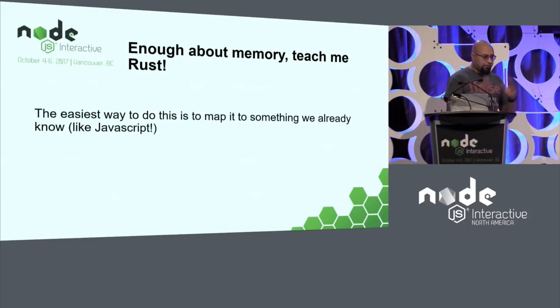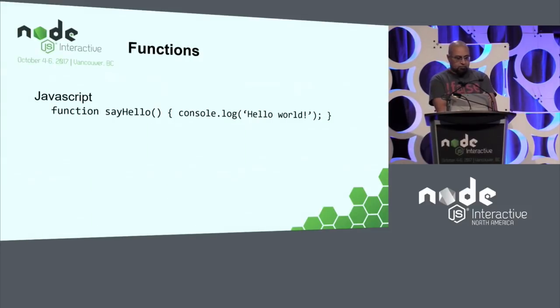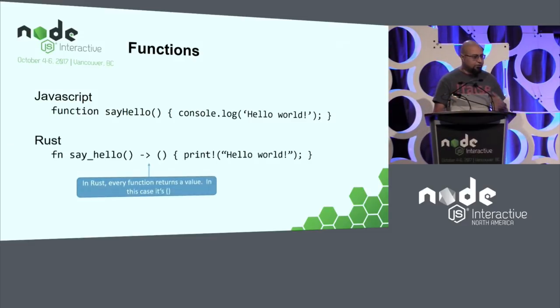So enough about memory, and we're here to learn about Rust. The easiest way to do this is kind of a Rosetta Stone way, and we'll take a look at some JavaScript, and we'll take a look at the equivalent Rust and understand kind of how to transform them. So let's start with functions. Here's a very simple hello world function in JavaScript, and then here's the equivalent Rust version.